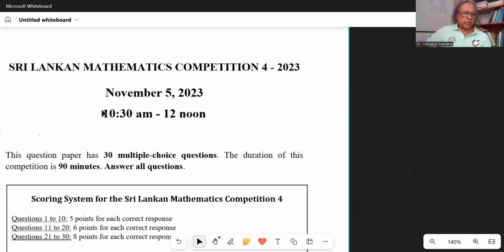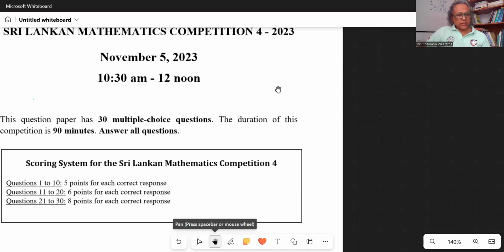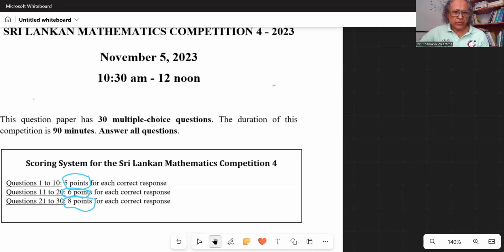this question paper has 30 multiple choice questions, and the first 10 are easy, the second 10 are medium, and the third 10 are hard. And as you can see, the scoring system depends on the difficulty level of the questions. So the easy questions are given 5 points each, the medium questions are given 6 points each, and the hard questions are given 8 points each, right? Okay, so let's look at the questions.